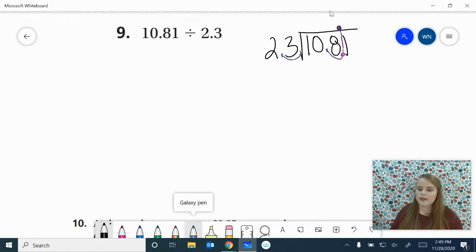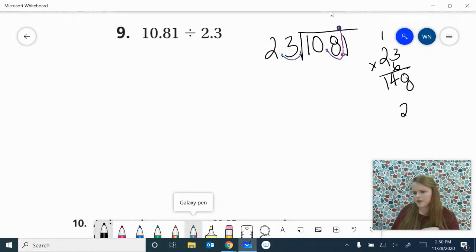108 divided by 23. Count by 20s. 20, 40, 60, 80, 100, 120. Do you think it's going to be times 6 or times 5? Let's try times 6 because I like to go big or go home. 6 times 3 is 18. 2 times 6 is 12. 13, 14. Wow, that's really off.